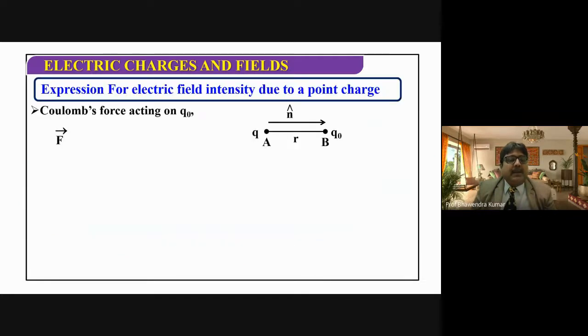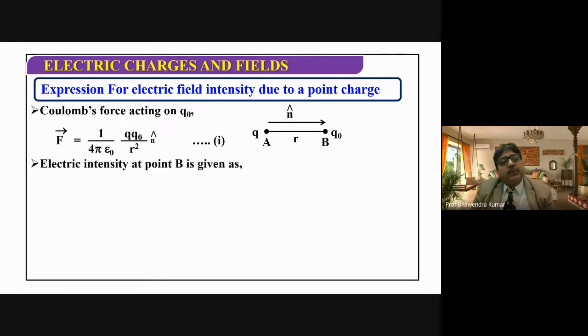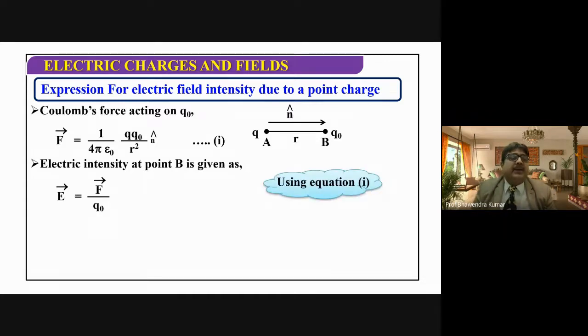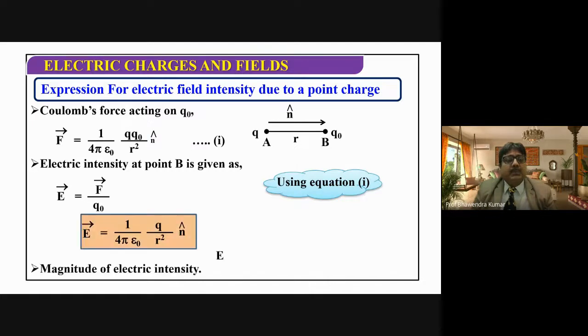So in a similar manner, when I'm talking about the force, that will be KQ1Q2 by R square. And when I'm talking about the electric field intensity, how is it defined? It is defined as force upon charge. So it will be written as KQ by R square. Is it clear? Yes. Magnitude will be what? 1 by 4 pi epsilon naught into Q by R square.